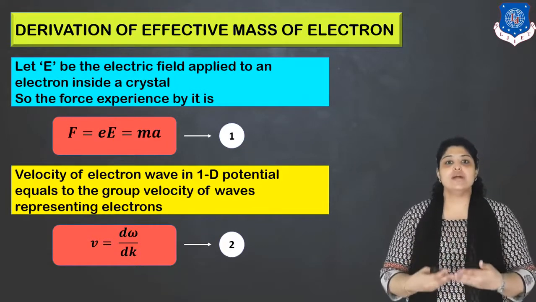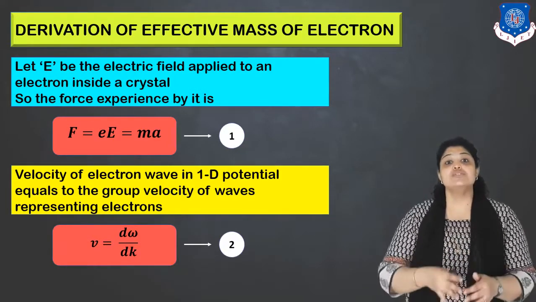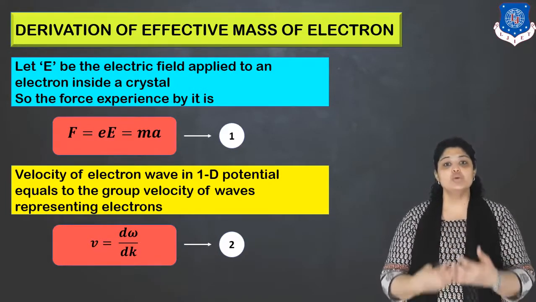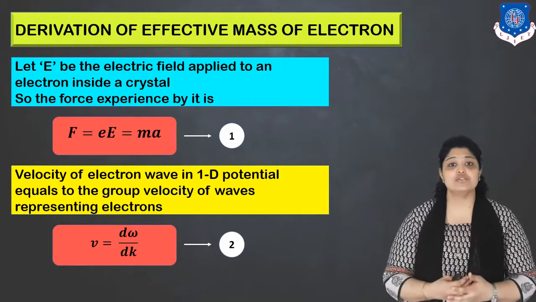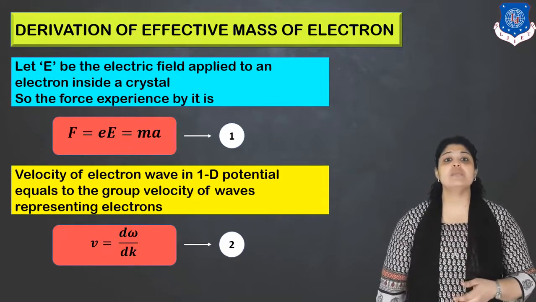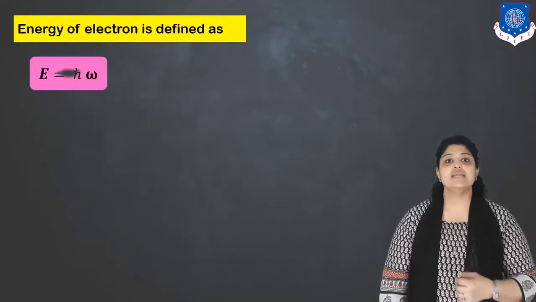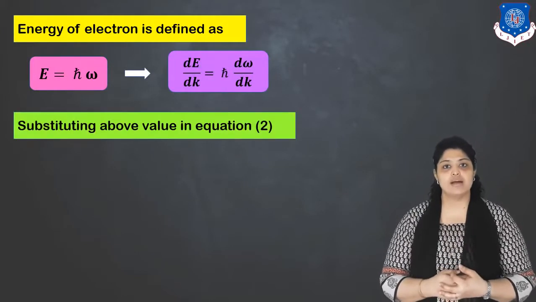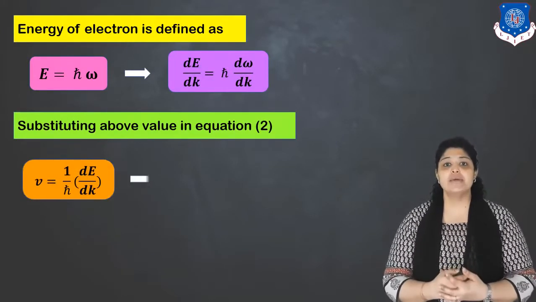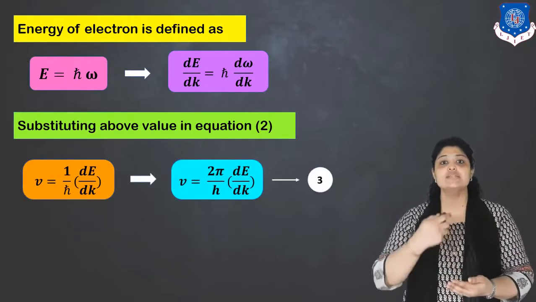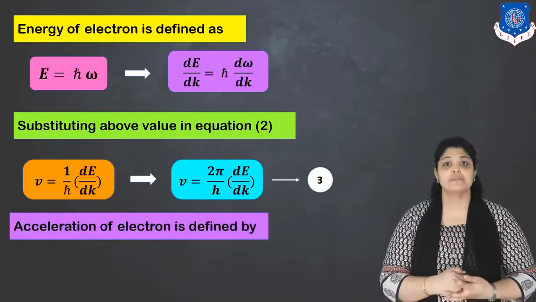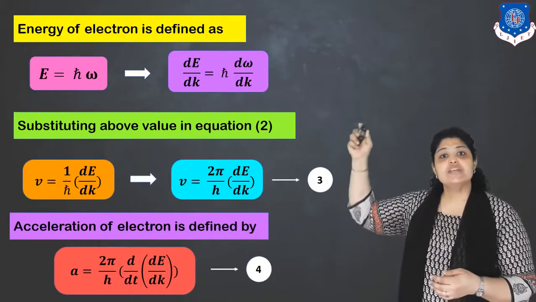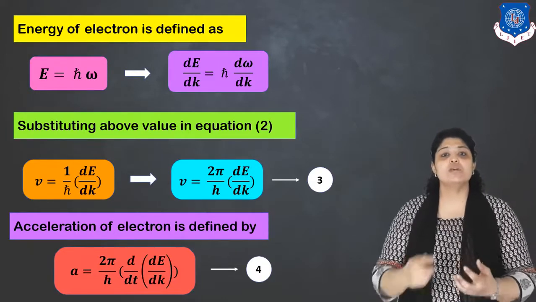Now, electron in one-dimensional potential, it is actually a cluster or wave packet of electrons which moves. So we define the group velocity which represents such electrons as v = dω/dk. Now, energy of an electron is defined as E = ħω, where ħ is h upon 2π, that is Planck constant divided by 2π, and ω is the frequency. Differentiating with respect to k, we get dE/dk = ħ dω/dk.